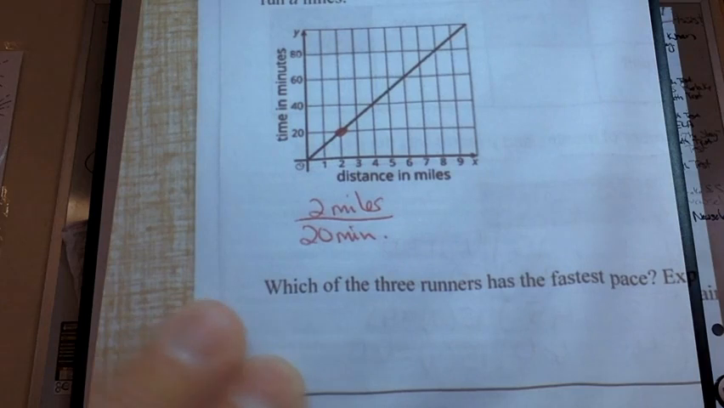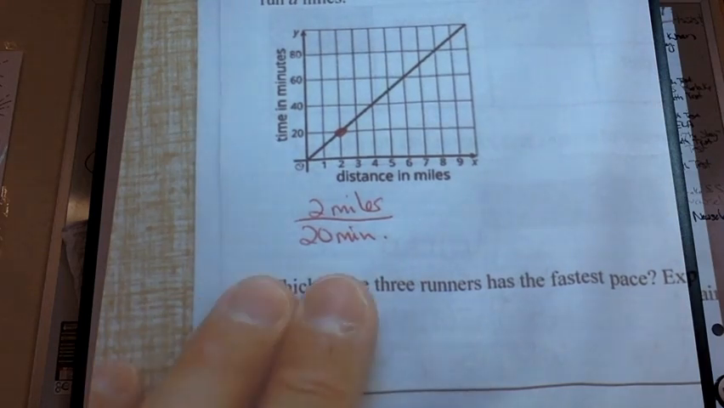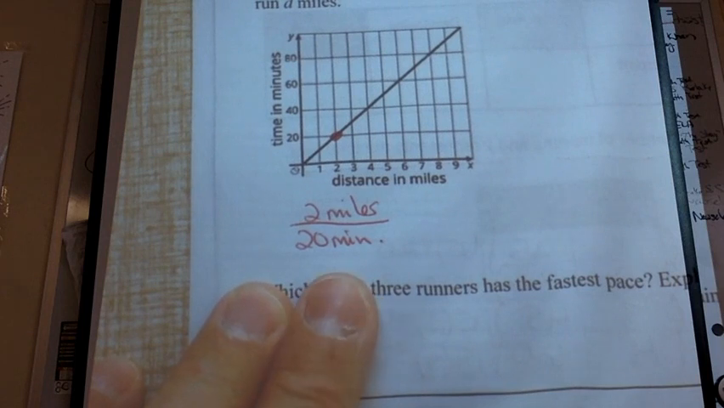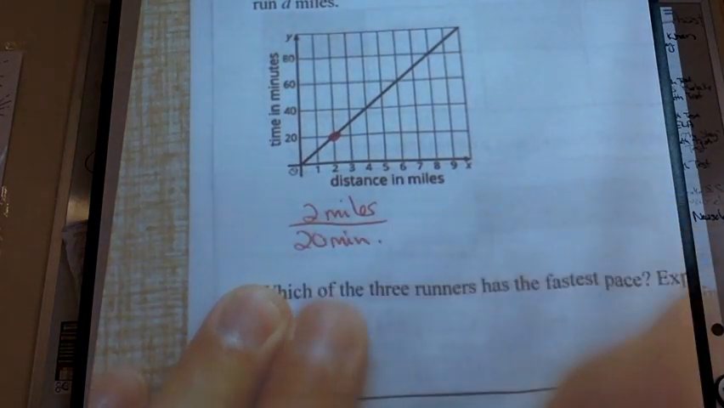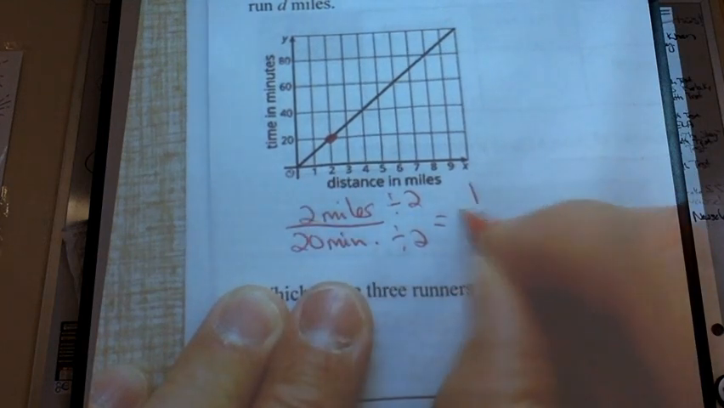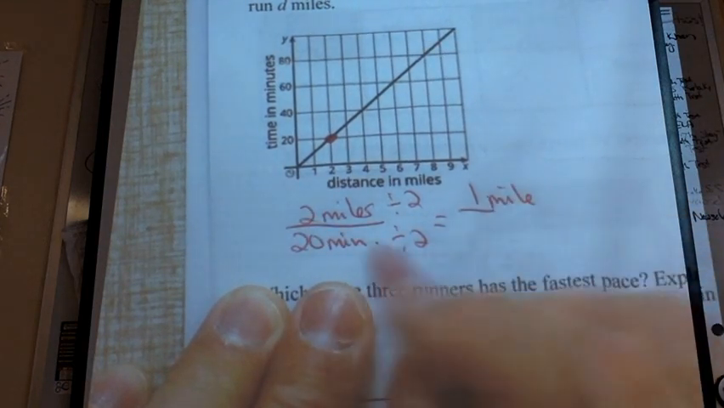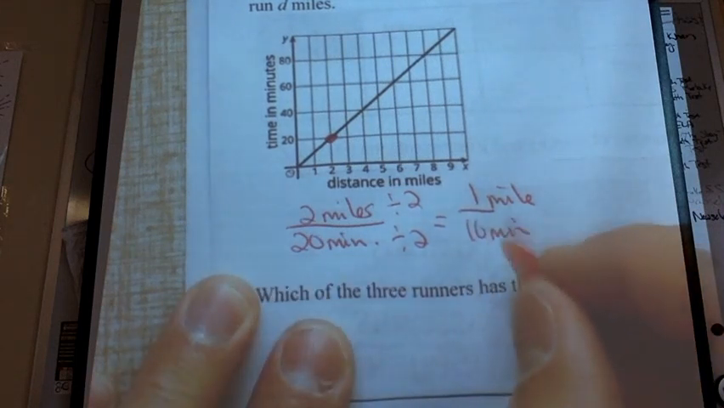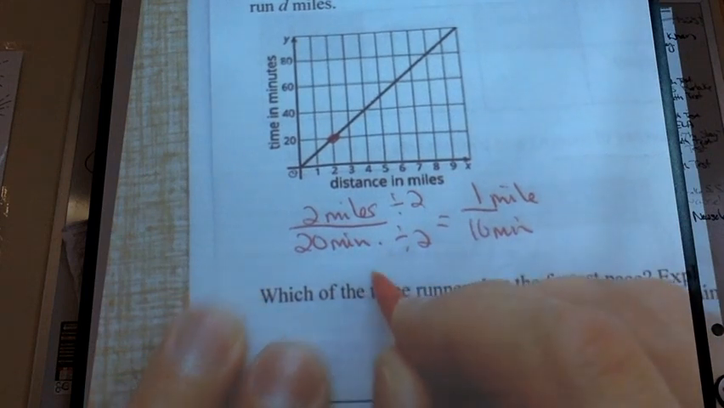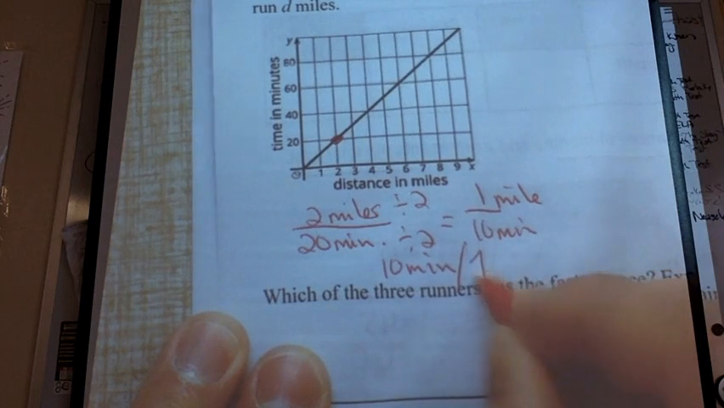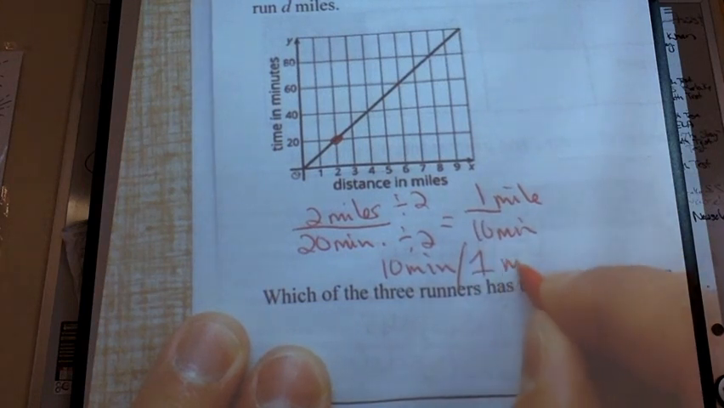So we want to make that more helpful. I want to know how long it'll take us to run one mile. How fast can we do 1 mile? So what I'm going to do is reduce that. I'm going to divide by 2, the top and bottom. 2 divided by 2 is 1, so 1 mile. And 20 divided by 2 is 10. So this runner is running a 10-minute mile. So 10 minutes per 1 mile. All right, so there's runner number 1.